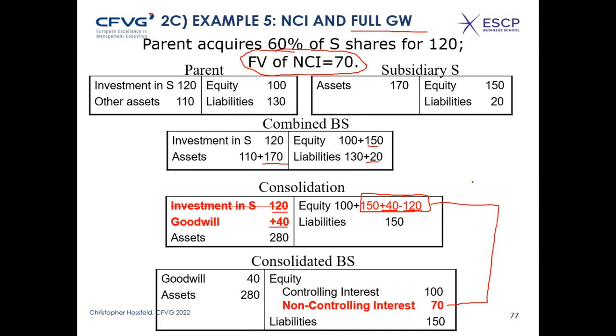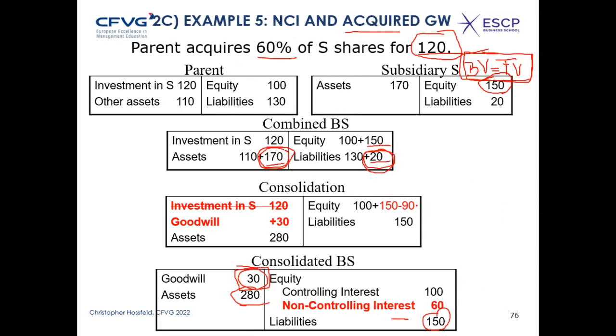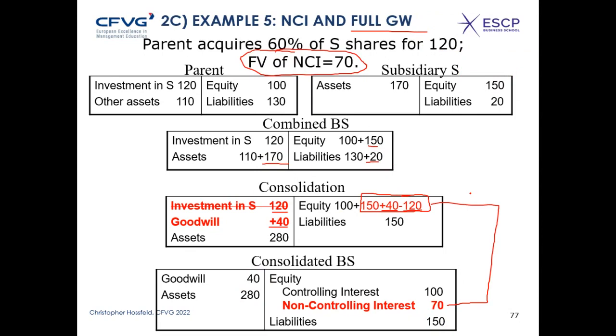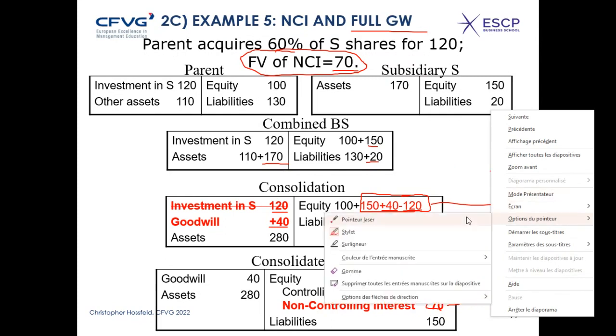Because when I use the full goodwill method, I cannot calculate the NCI in a proportionate way anymore. Remember here, the NCI was simply 40% of equity. Here, it's not a percentage anymore. The first NCI value has to be the fair value that I have calculated. And the fair value was 70. Okay, so it's not a percentage. It's just the remaining value, which is my non-controlling interest.